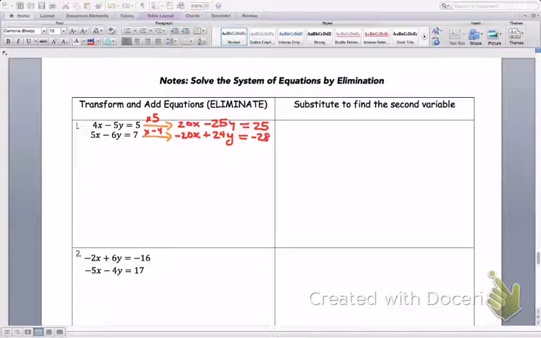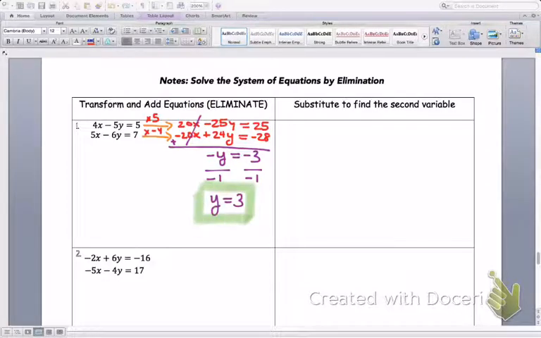So I'm going to add these two equations so I can eliminate. These will cancel. These will combine and give me -y. And those will combine and give me -3. So I'm just going to divide by -1 in order to get the y by itself. And I get +3 for my y value.